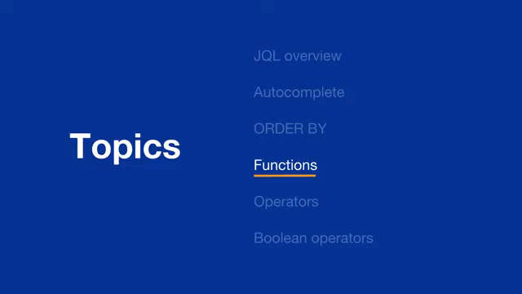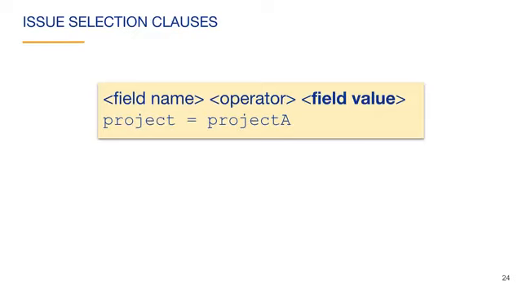Next, we will discuss functions. You usually only want to return a subset of issues from a search. An issue selection clause is used to limit or filter the issues that are returned in the results. The basic structure of the clause is a field name followed by an operator followed by a field value. We have seen an example where we are selecting all issues that have a project field value of project A.